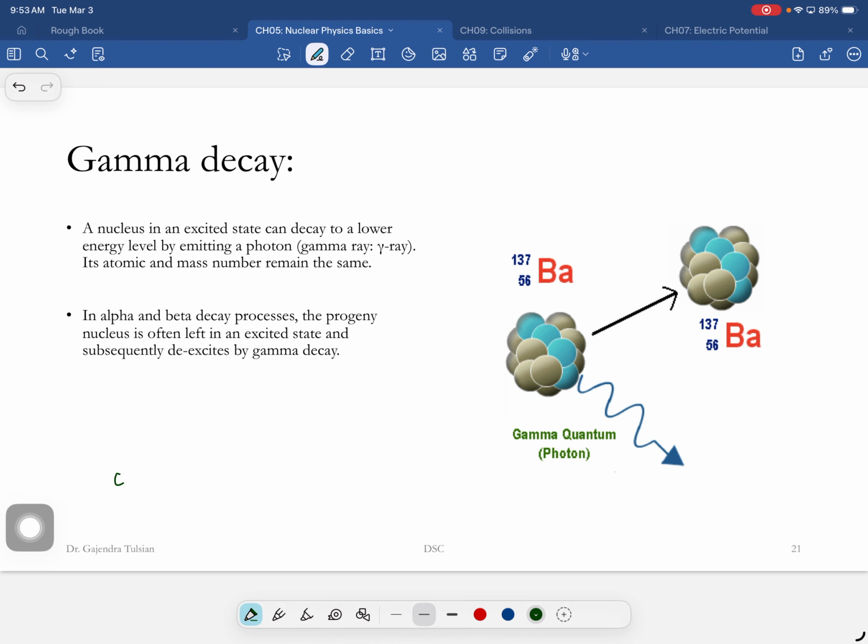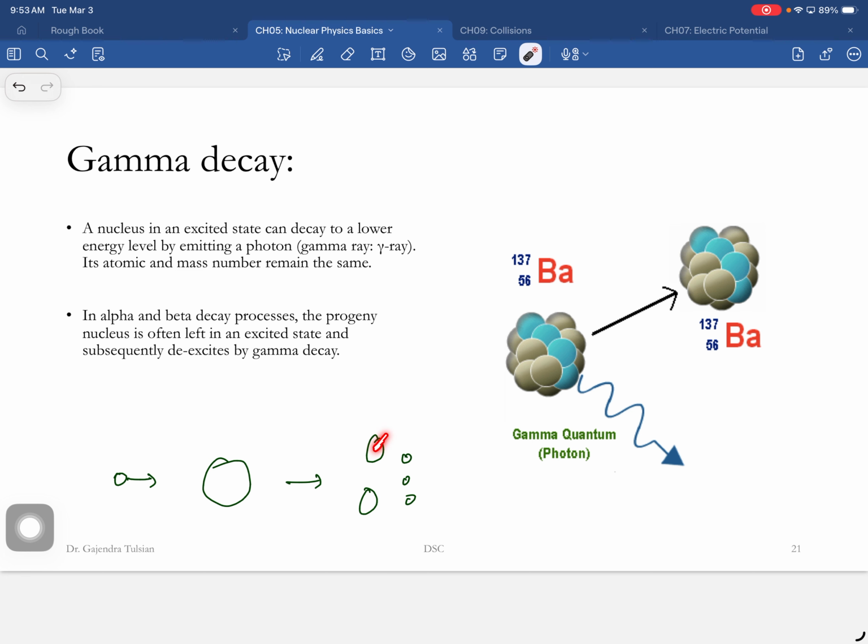And then one of these is in an excited state and will emit gamma radiation. So all the above decays are generally followed by gamma decay. So you start off with this sample, and you get alpha particles coming out, beta particles coming out, and gamma rays coming out from that sample. Okay? All right.